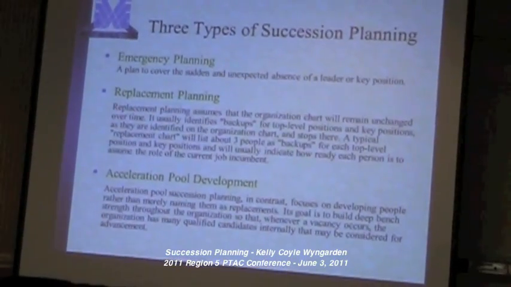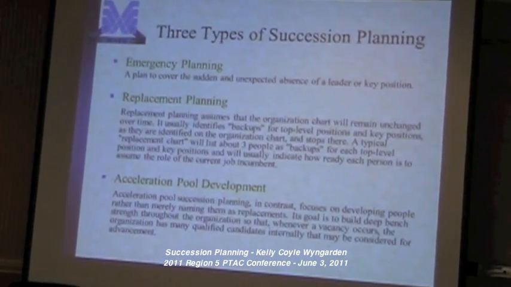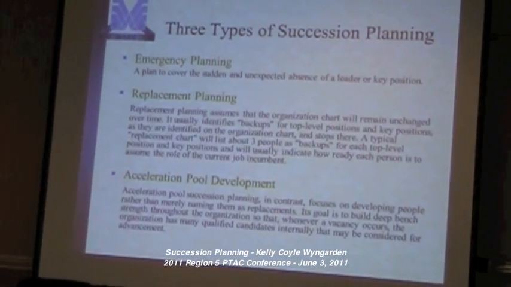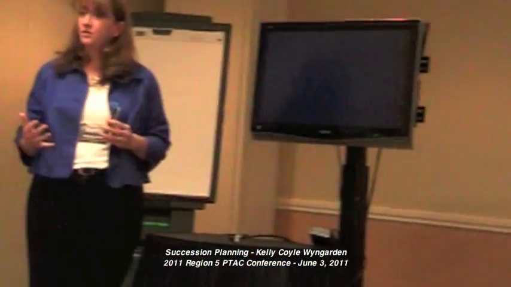Succession planning, as I mentioned, is this huge topic, and you can go a million different directions with it. This, to me, boils it down to a pretty simple way of thinking about it. There are three types of succession planning, as I've kind of gathered over the years. The first one is emergency planning, and this is a plan to cover the sudden or unexpected absence of a leader or key position. This is if somebody wins the lottery and they're gone tomorrow. I like that better than being hit by the bus, don't you? It's a little bit more positive.